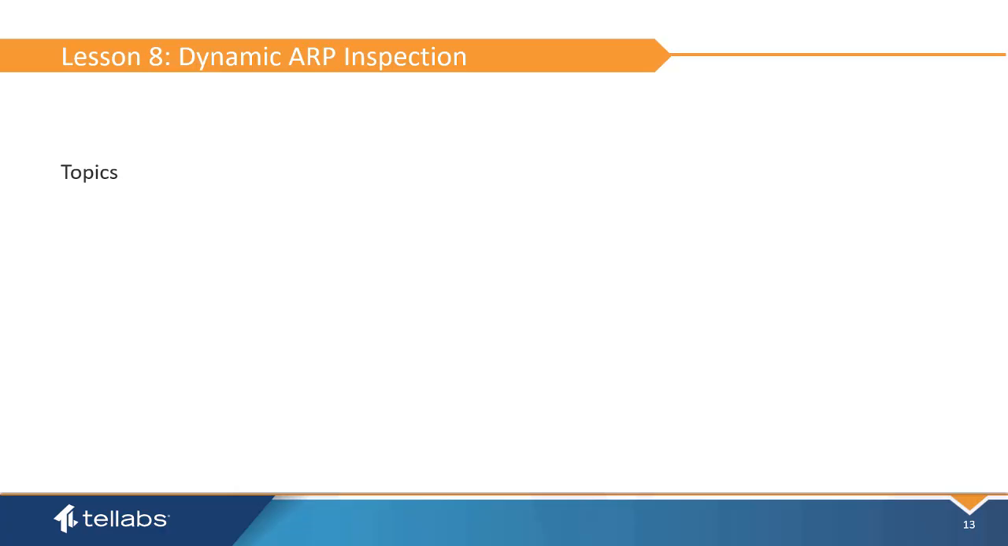This concludes this video. In it, we have discussed an overview of Dynamic ARP Inspection, the options available for configuring DAI in the optical LAN system, and some applications for its use.